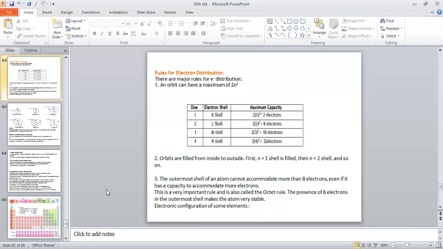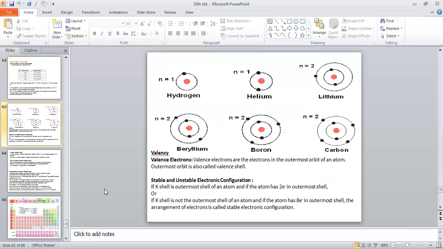So the electronic configurations of some elements are given here. This is the hydrogen atom, which consists of a nucleus at the center. N is equal to 1, so the first orbit, and 1 electron is present in the hydrogen atom. Then the helium atom, second. This is the nucleus. N is equal to 1. There are 2 electrons, and they are filled in the first orbit. This is the maximum capacity of the first orbit.